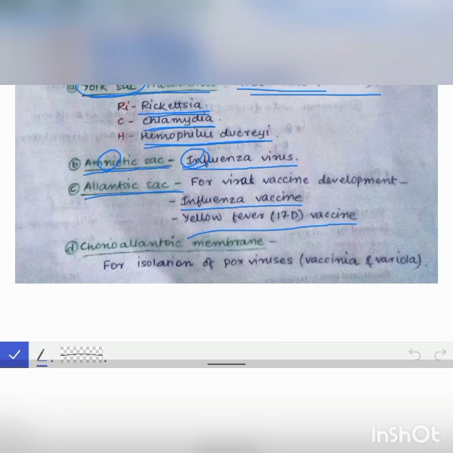The next site is the chorioallantoic membrane. This chorioallantoic membrane is most commonly used for the pox viruses, for the vaccinia and the variola strains. And there we see certain characteristic features that we will see later on.